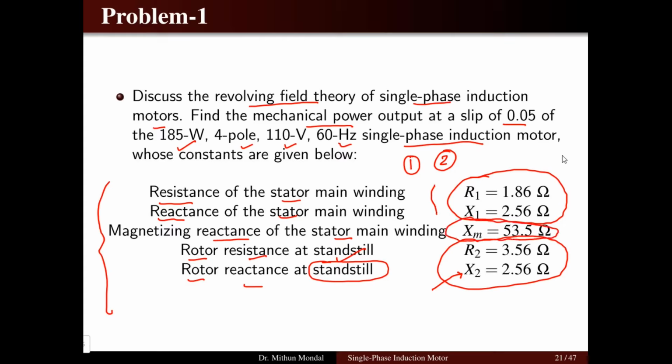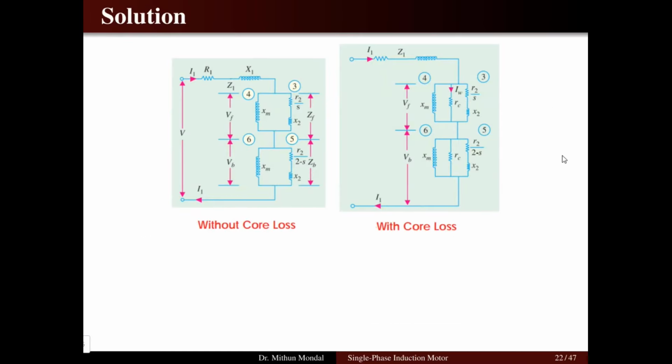So these circuit parameters we have to use to construct the equivalent circuit, and then calculate the mechanical power output of this machine. Now the slip is given as 0.05, so it means some speed is also given for this motor. Let us begin with the equivalent circuit and then we will solve the problem.